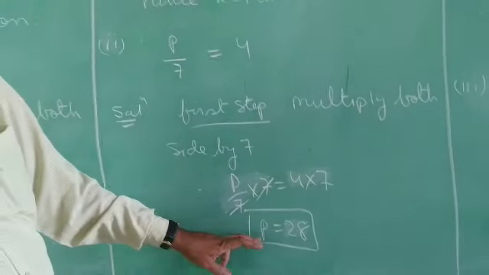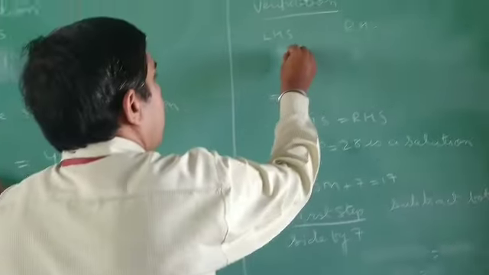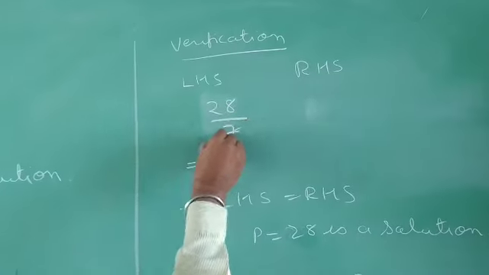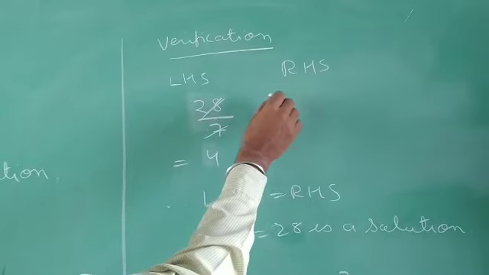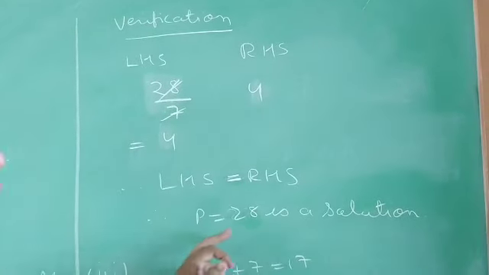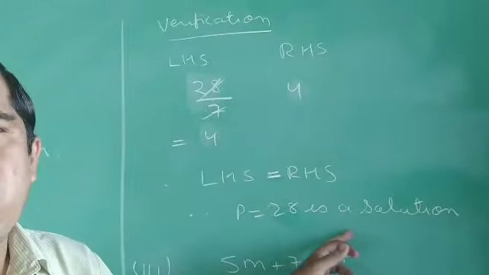But I will verify. So let us verify. Here you can see, now I am writing the value 28 by 7, and the answer comes 4, and on the RHS it is already 4. So you can see LHS is equal to RHS. Therefore p equal to 28 is a solution.